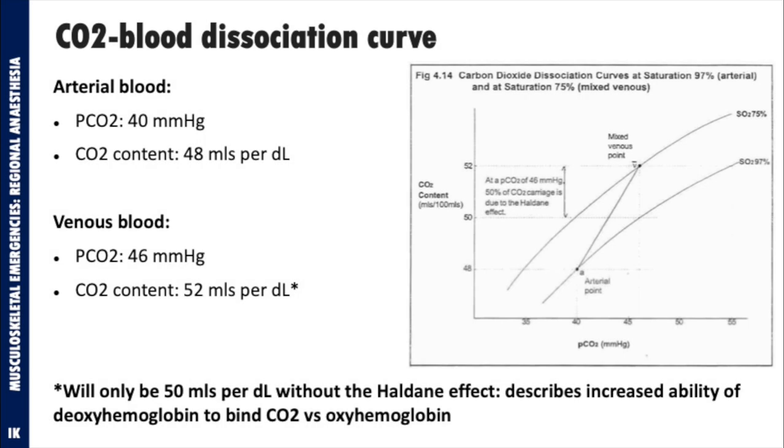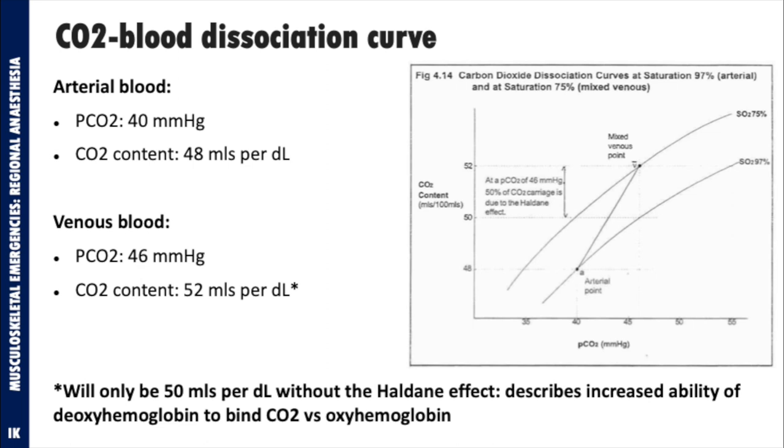The importance here is to appreciate the CO2 dissociation curve. In the arterial blood, this first line, the pCO2 is 40, the CO2 content is 48. That's how much CO2 is being carried. But in venous blood, the pCO2 is 46, the CO2 content is 52. So venous blood carries more CO2 than arterial blood.